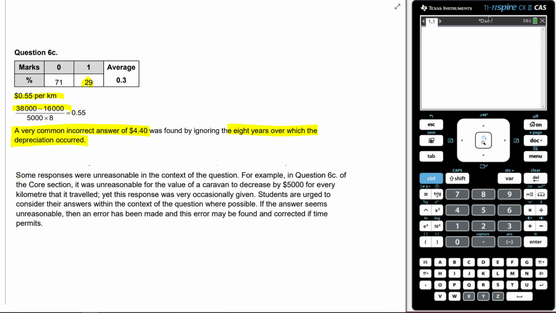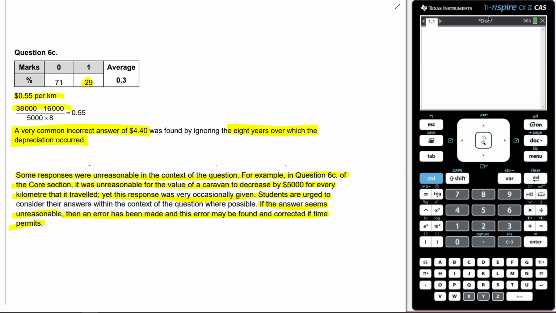Let's keep reading. Some responses were unreasonable in the context of the question. For example, in question 6C of the core section, it was unreasonable for the value of the caravan to decrease by $5,000 for every kilometer that it traveled. Yet this response was very occasionally given. Students are urged to consider their answers within the context of the question where possible. If the answer seems unreasonable, then an error has been made, and this error may be found and corrected if time permits.